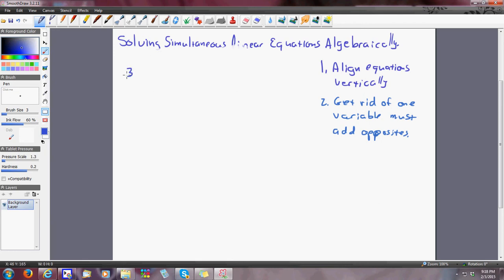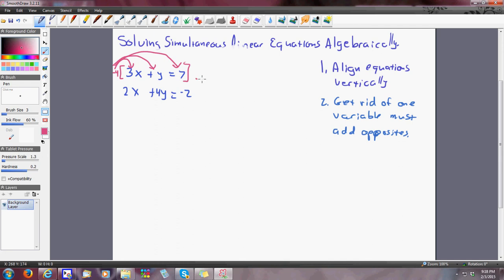Let's say I have 3x plus y equals 7 and 2x plus 4y equals negative 2. Now what I want you to notice is my x's are all aligned, my y's are all aligned, my equal signs aligned, and my constants are aligned. But if I add 3 and 2, I get 5, and 1 and 4 is 5, so that's no good. I need one of my variables to go away, so I have to add opposites. What I'm going to do is this. I know that I can make 1y into a negative 4 if I just multiply everything by a negative 4. So I'm going to do that, but I have to distribute.